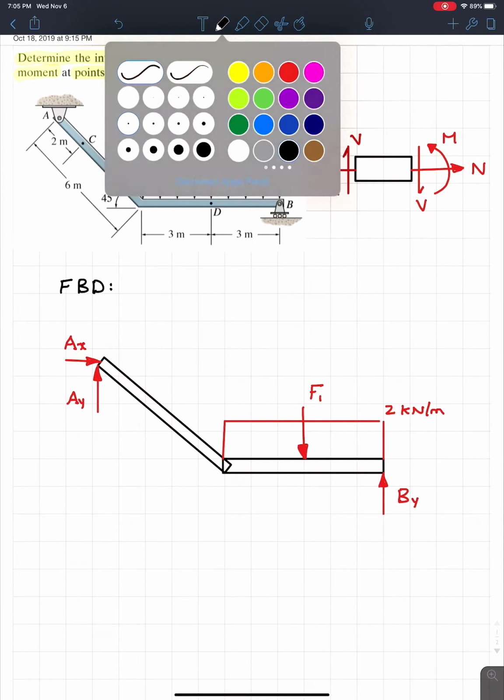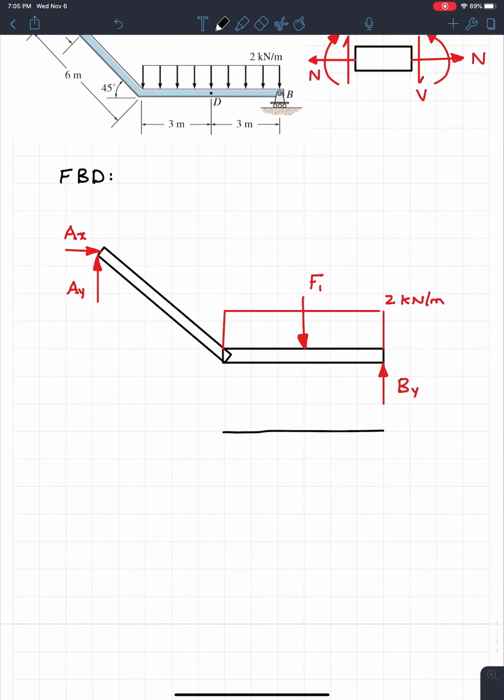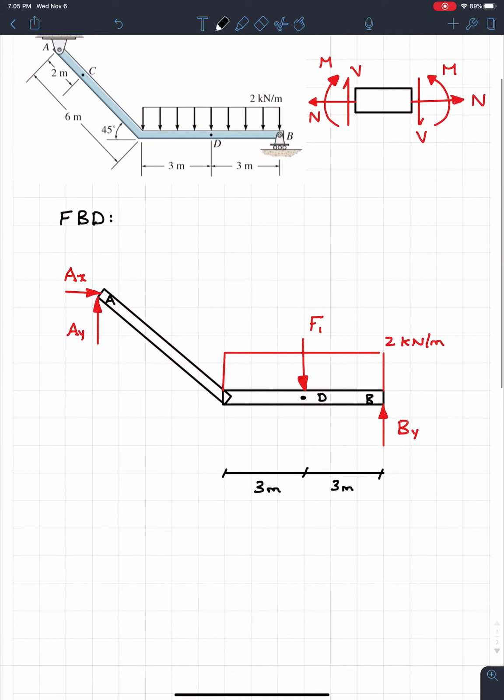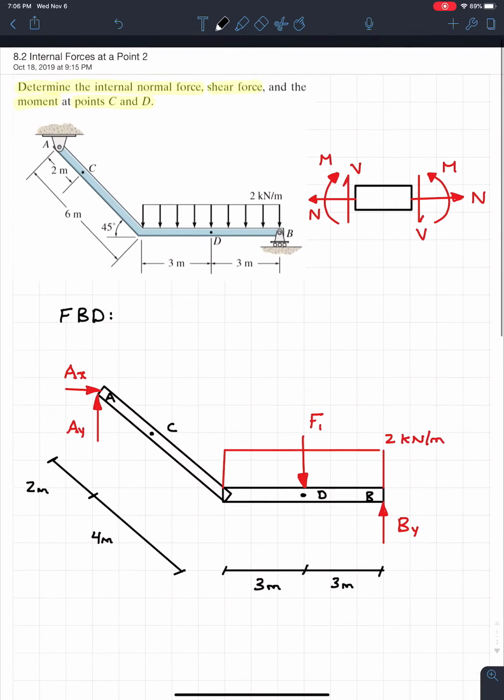And finally, it's always good to put in all the dimensions of the beam. So we know that the horizontal span is split up into two. So we're going to have 3 meters and 3 meters. And the reason why is because at this point right here, we have point D, which we're going to put in there. It's good to show point D because we're going to need it later. And we also have a second point on the beam, point C. So if we're measuring this direction, we see that this one's kind of split in two as well, where we have 2 meters, and our last one's going to be 4 meters. And this point right here is going to be point C. And what we'll do is we're going to find the internal forces at both of those points.